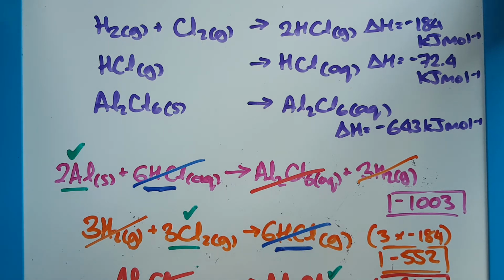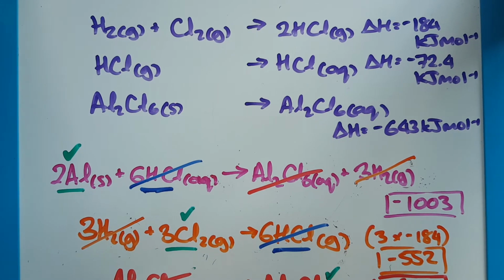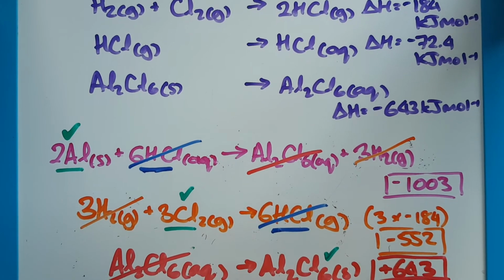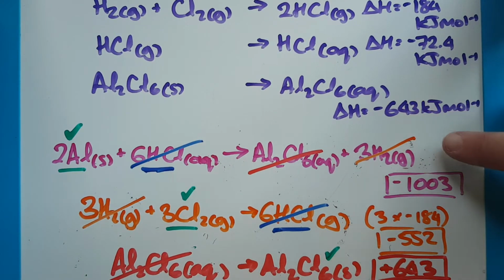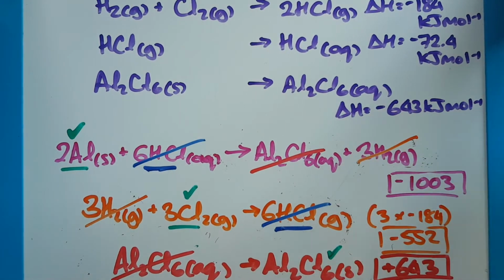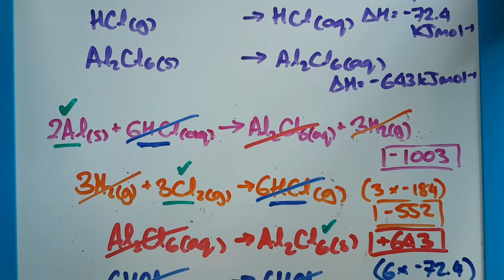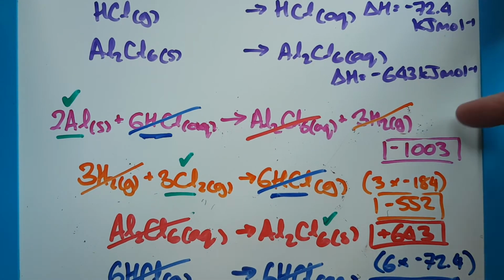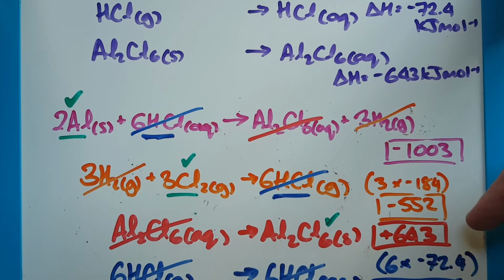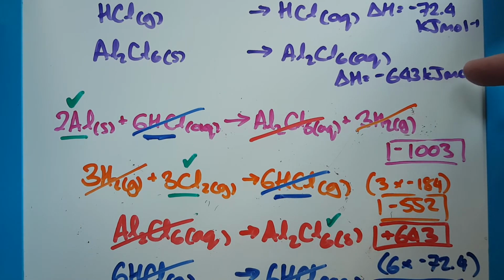The last thing I want to do here is I want to get Al2Cl6 in its solid state introduced, and I need one of those. Now I know I've got Al2Cl6 in this pink equation, but it's in the aqueous phase. That's not correct. So I need to turn it back into its solid state. So I've got my 1 times this equation, 3 times this one. This equation is written in the opposite direction, going from solid to aqueous, and it's exothermic. I need it to be the other way around. I need the solid to be my product.